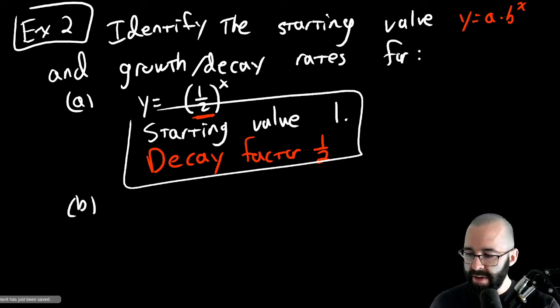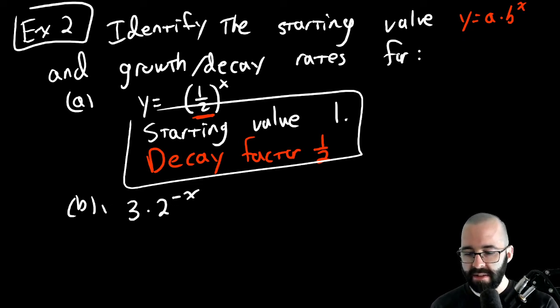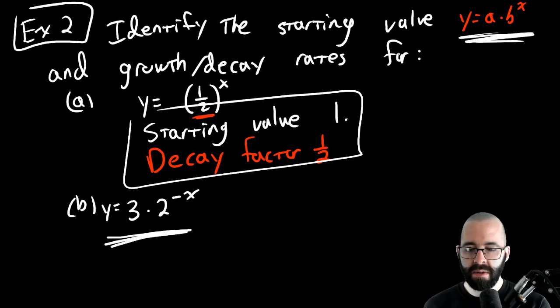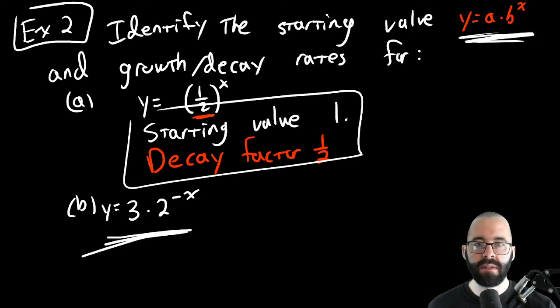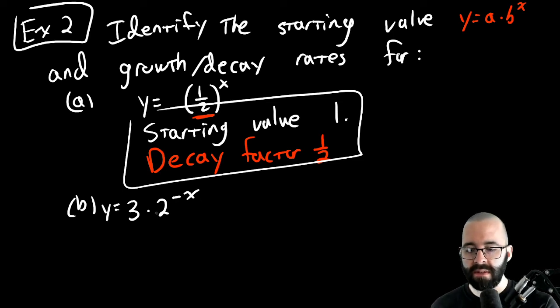We can do this with another one. 3 times 2 to the negative x. Ooh, this one's not in the same form. What's the difference? The difference is that little negative right there. So what we're going to do is we're going to make it into the same form.